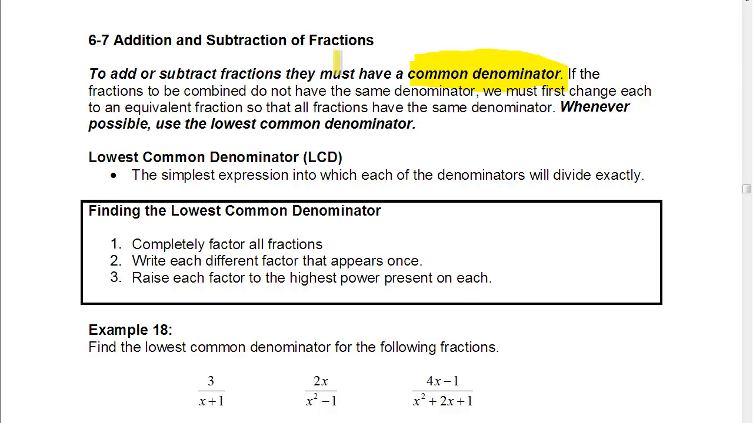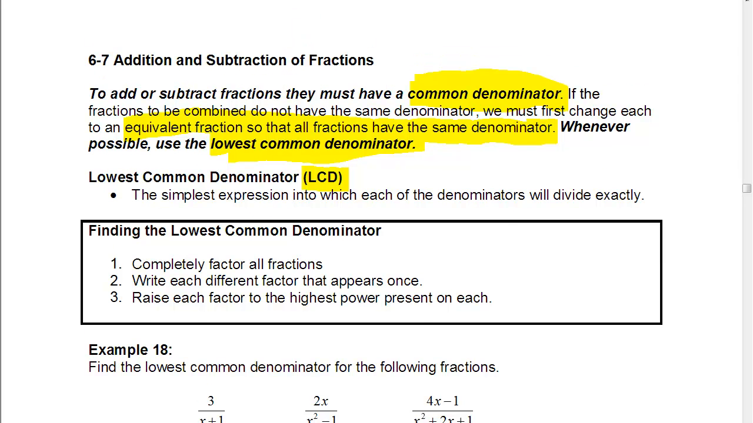In order to do that, we first must change to an equivalent fraction so that all the fractions have the same denominator. That's what common denominator means. Do something to change it to make an equivalent fraction so that they're all the same. If possible, we use the lowest common denominator, and it should always be possible. We're going to abbreviate that the LCD. That's the simplest expression that all of the denominators can be, and that really just makes our question easier at the end.